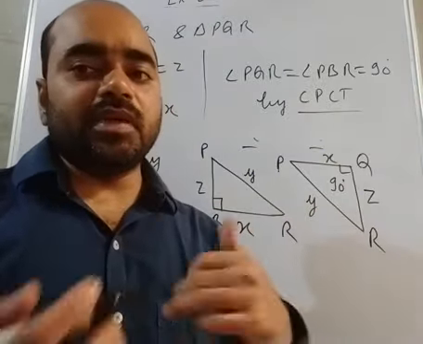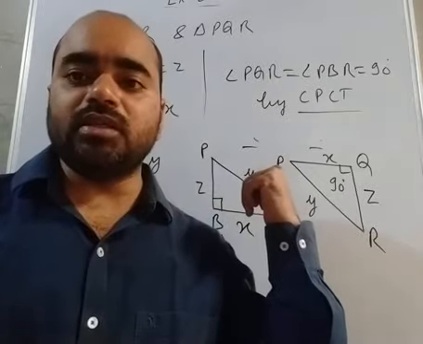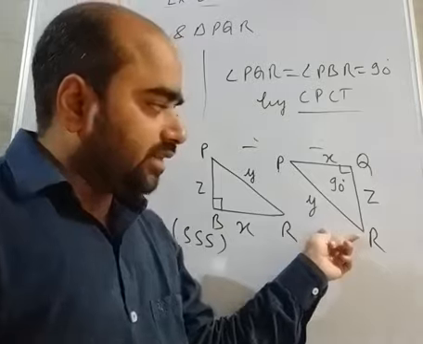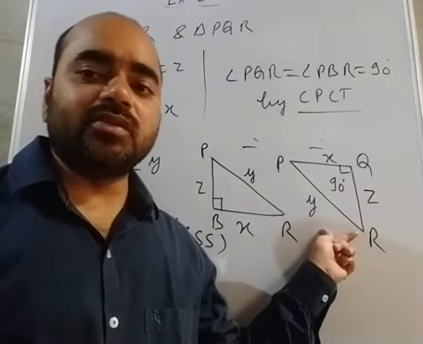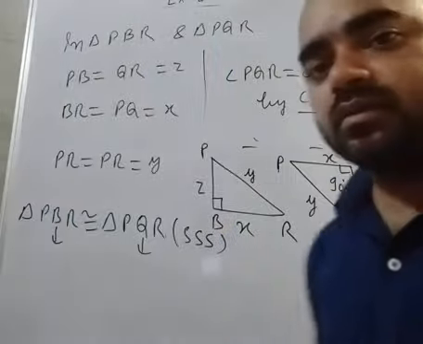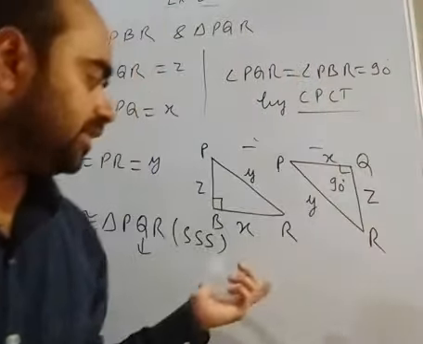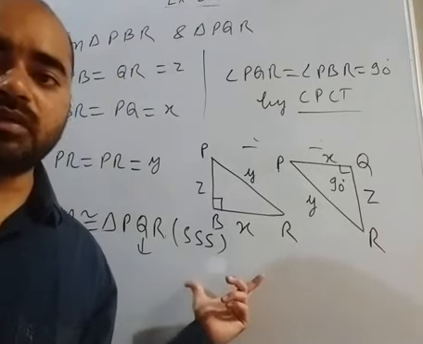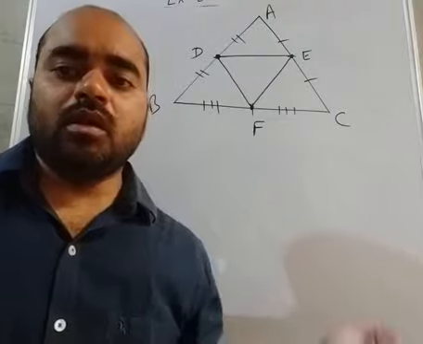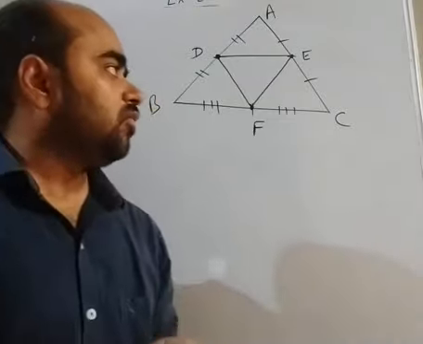It means we have proved that when we have joined the midpoints of the sides of the right angle triangle, the obtained triangle PQR is also a right angle triangle. Correct? Half part by midpoint theorem and half part by congruence of triangle. Now last question of the exercise, question number 9. What we have to prove?